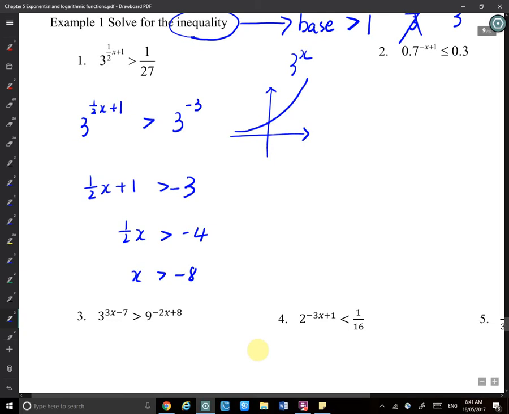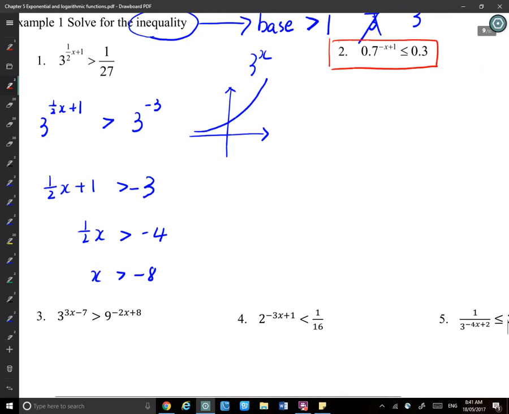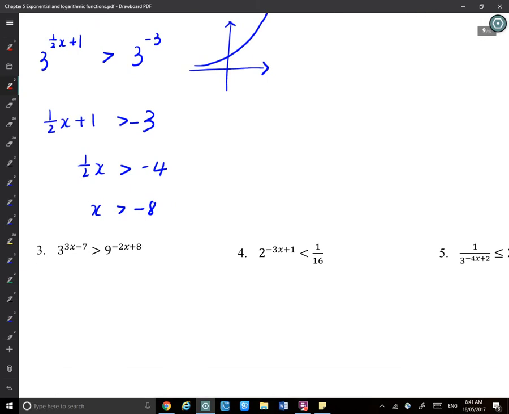Well, let's think about example 2. Example 2, 0.7 and 0.3. I can't really put them into the same base, right? You can't. So let's just not do this question first. Let's have a think about the later on question. Like that's 2 types of questions, okay?